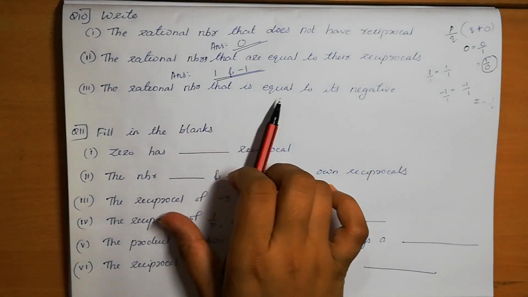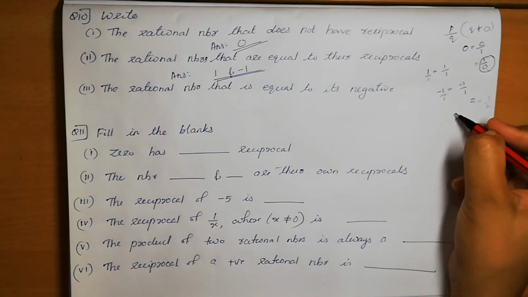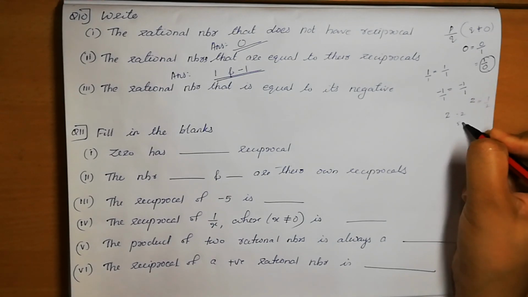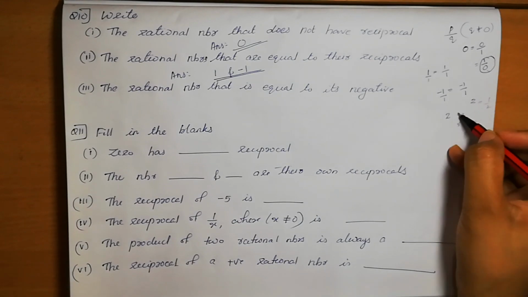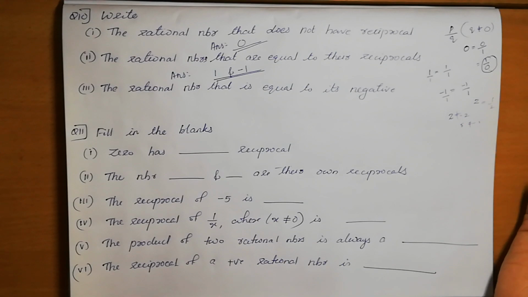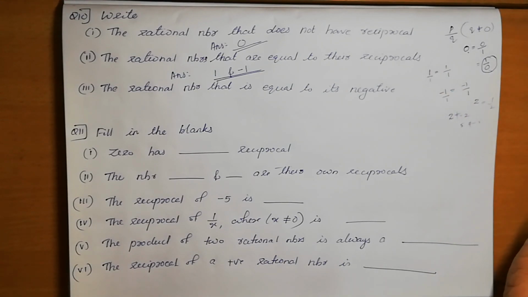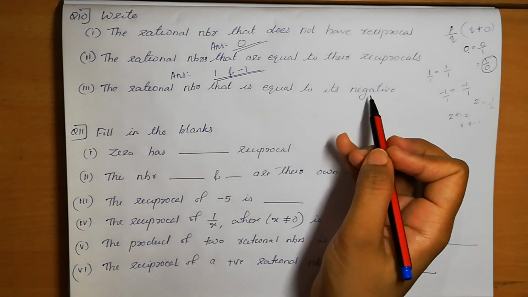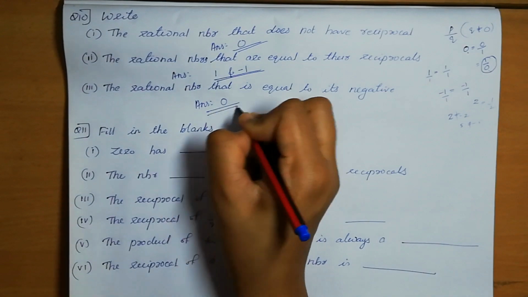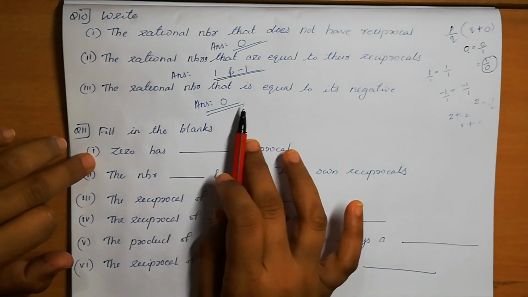Rational number that is equal to its negative. What is the negative of 2? Minus 2. The negative of 5 is minus 5. That means these are all not equal, right? So what is the negative of 0? 0 is a rational number, correct. What is the negative of 0? Minus 0 means 0 only, right? So the rational number that is equal to its negative is 0. Answer is 0. But 0 has no reciprocal.